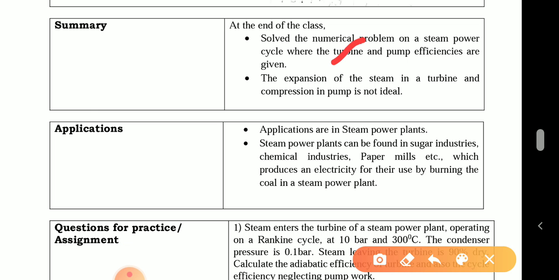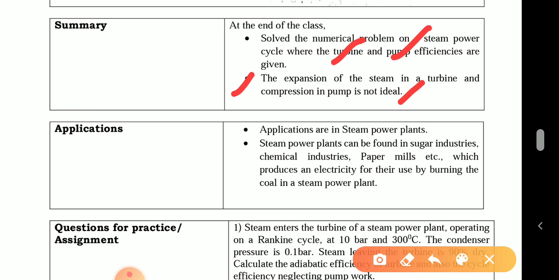So at the end of the class, we have solved a problem on a steam power cycle where both the turbine and pump efficiencies are given in the problem. So the expansion of the steam in the turbine and the compression in the pump are not ideal. It is an actual expansion. By considering the actual expansion and actual compression processes, we solved the problem.